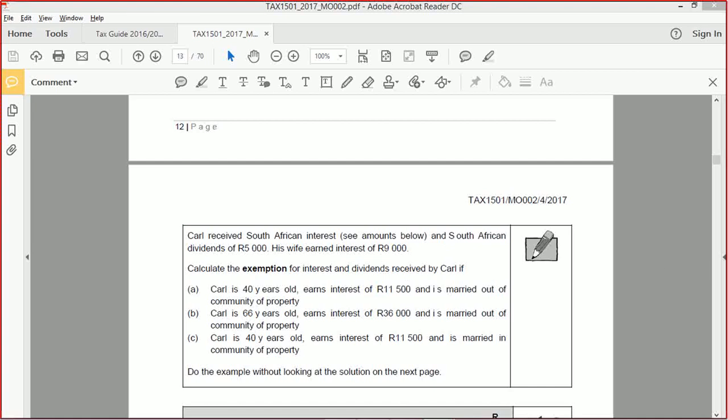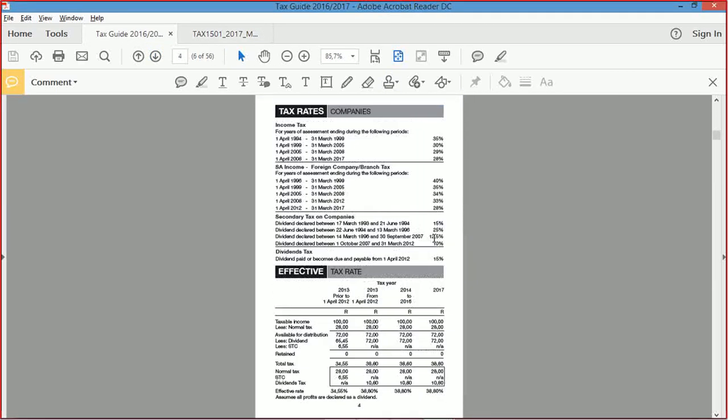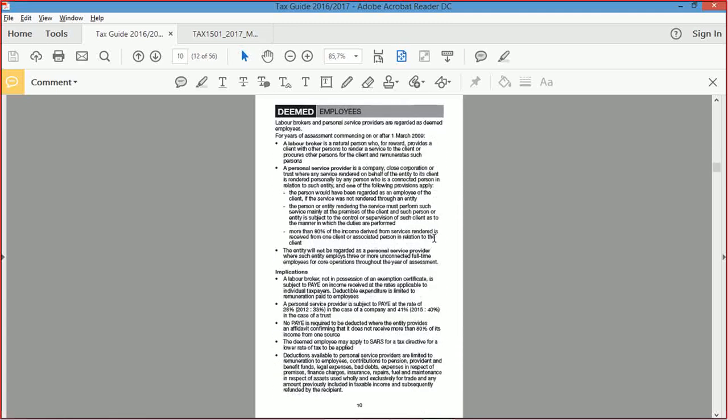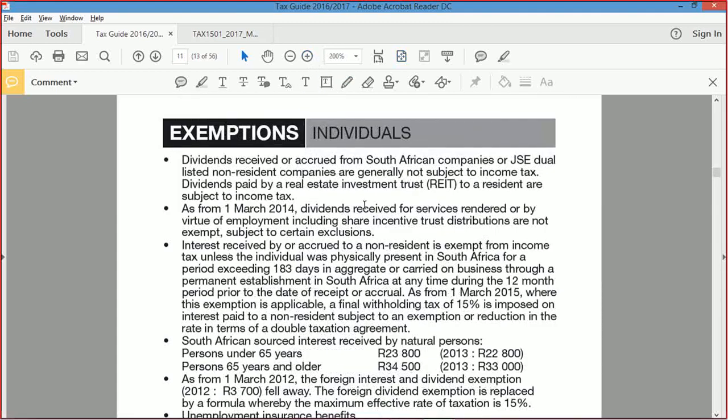Here's an example. Let's look at this one. Carl. Right, so if we're looking at Carl, remember we need to check if Carl fits into any of those categories. Okay, so Carl receives South African interest. Okay, so it's exempt. It would be exempt, but only to a specific limit. Yeah, what is it, like 21 or 18?